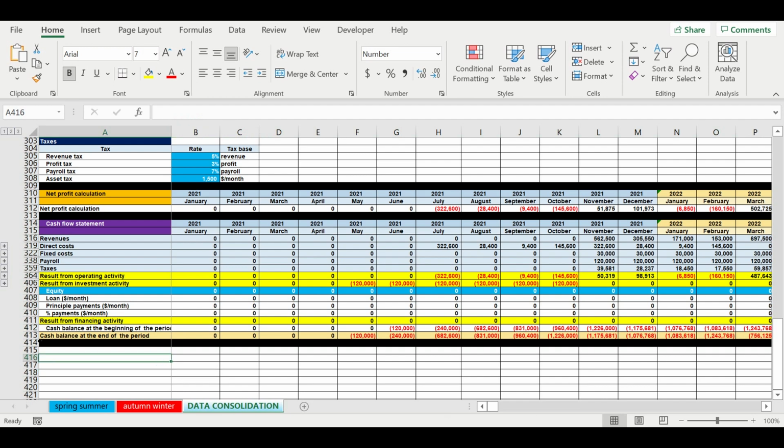So the main rule is that the cash balance at the end of the period, so the last line of the cash flow statement, must be positive or equal to zero. If it is negative, this means that we don't have enough money to start the business. This means that we have a cash gap, and we may use equity or a loan to make these numbers become positive. So how can we do that?